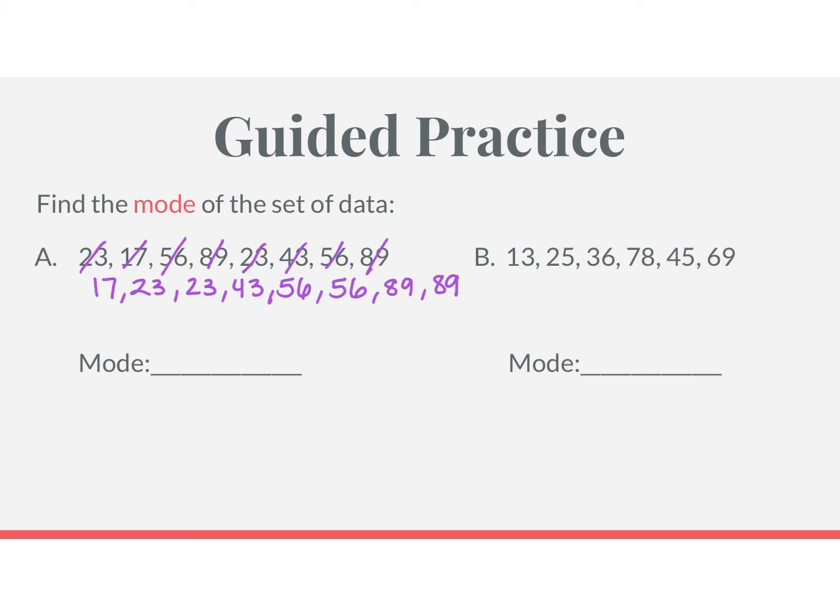Now that all my numbers are in order from least to greatest, I can easily see which numbers are repeated and how often they're repeated. So I notice that there are 2 23s, 2 56s, and 2 89s. Since each of these numbers are repeated by 2, all 3 of these numbers would be the mode for this set of data. So our mode would be 23, 56, and 89.